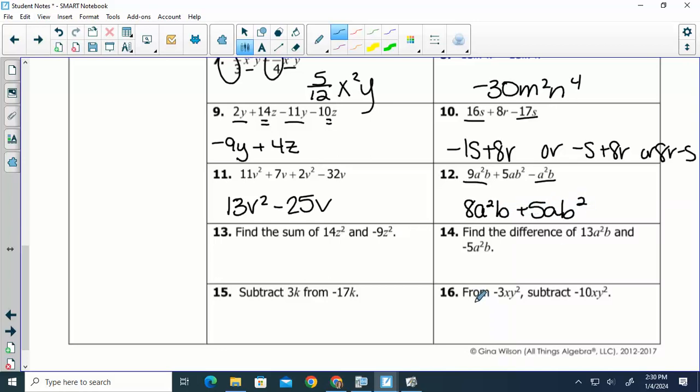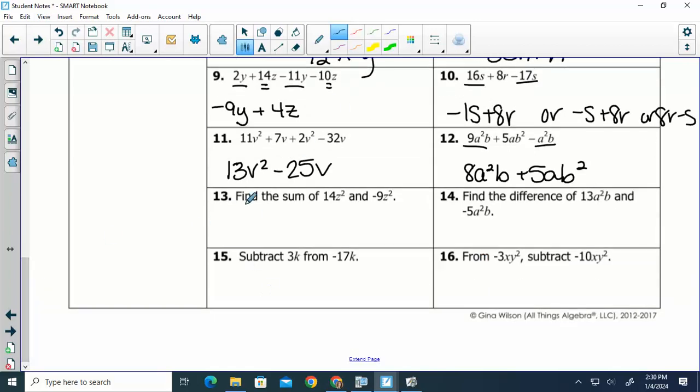Okay, doing okay with those? Yep. All right, let's look at the last couple. So it's asking us to do the same thing, but first we have to write it out as an addition or subtraction problem. So it says find the sum. What does sum mean? Addition. So we have 14z squared plus negative 9z squared. And that would give us 5z squared.